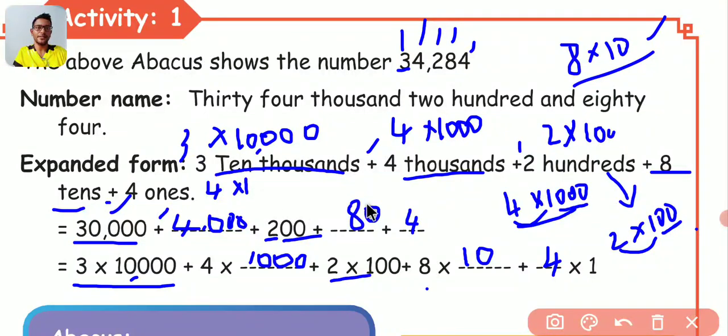Okay, this is the expanded form. So this is the number. If they are asking the question, suppose you write the number 34,284 in the expanded form, then you have to expand the number in this form. Okay, this is the expanded form. I hope you understand. Okay, next.